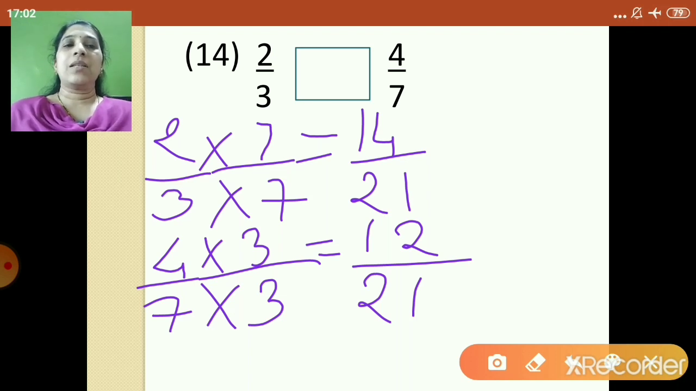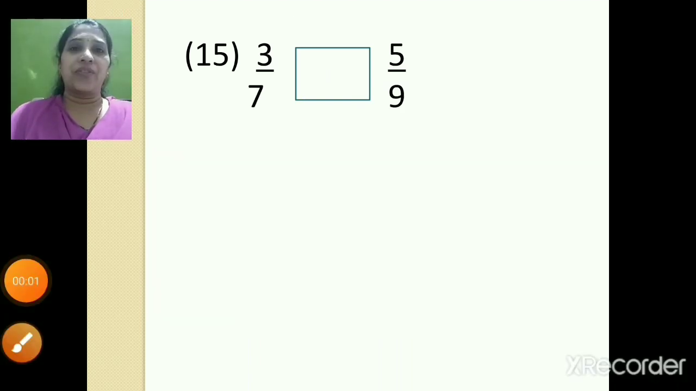So that means 14 is greater than 12. So you can say 14 upon 21 is greater than 12 upon 21. So therefore 2 upon 3 is greater than 4 upon 7. So I hope students you have understanding how to do it. Let's go to 15th sum.